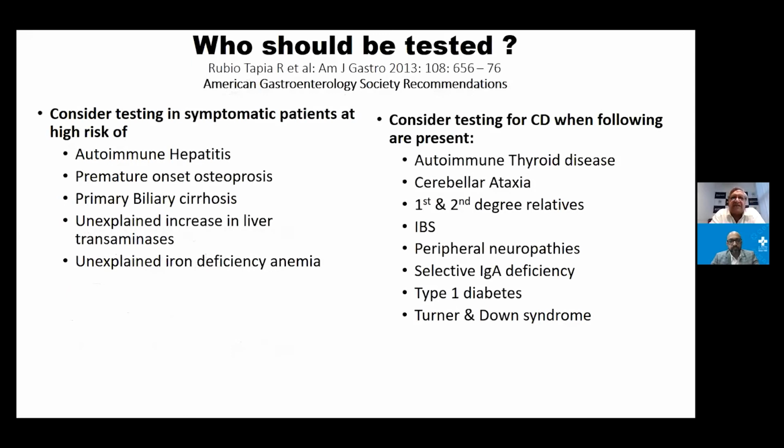The American Gastroenterological Association recommends that we should test symptomatic patients at high risk of celiac disease, which means autoimmune hepatitis, premature onset of osteoporosis, etc. We should consider testing for CD when the following are present: autoimmune thyroid disease, cerebellar ataxia, first and second degree relatives, IBS, peripheral neuropathies, selective IgA deficiency, type 1 diabetes, Turner and Down syndrome.